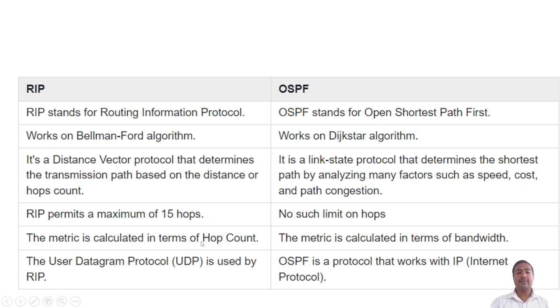The metric in RIP is calculated via hop count. Routing is based on a metric called hop count. In OSPF it's going to be bandwidth. RIP uses UDP as its transport protocol, while OSPF works with the Internet Protocol, IP protocol directly. These are the major properties of the Open Shortest Path First algorithm.